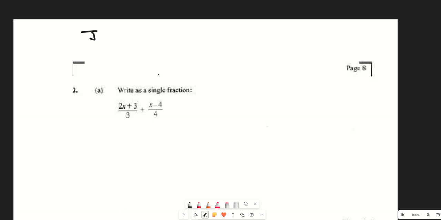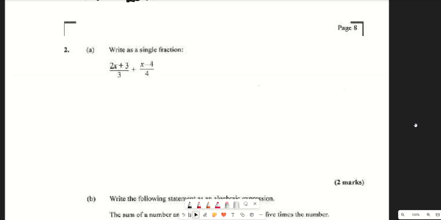Hi, good day everyone. So today we're going to be doing January 2017, number 2, paper 2, which is typically an algebra question. So let's read the first question.